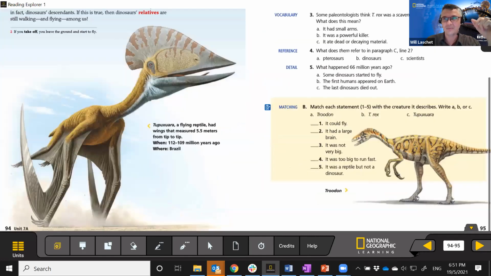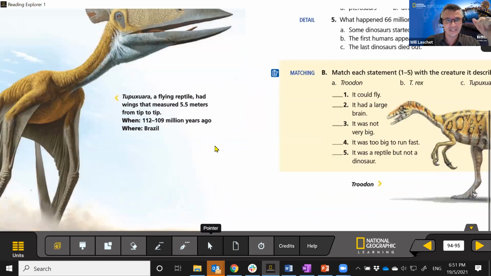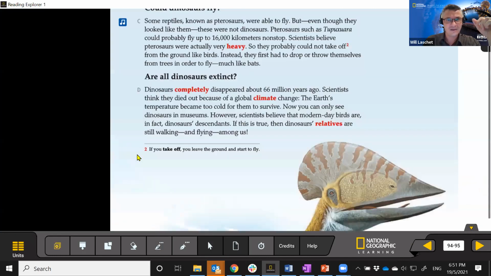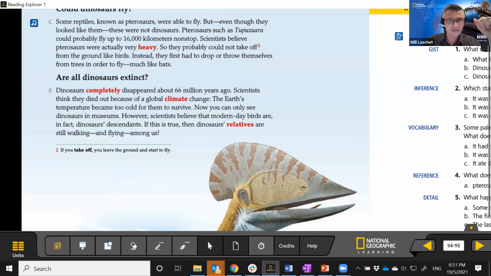So I want to talk about the birds because I think that's the most interesting one. Okay, so here, let's have a look. So we're looking for think, believe, or probably. So I'm going to highlight this sentence. Scientists believe that modern day birds are in fact dinosaurs' descendants.